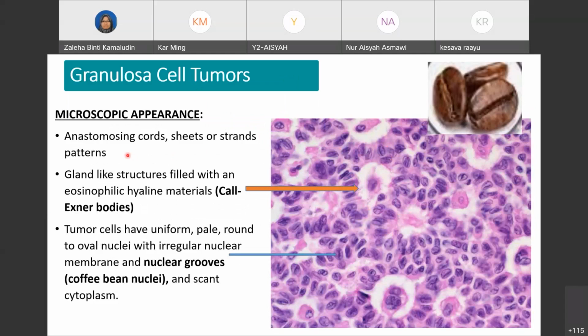This tumor is arranged in anastomosing cords, sheets or strands, and the gland-like structures are filled by eosinophilic hyaline material. This is what we call the Call-Exner body, the characteristic of this tumor. The tumor cells are usually pale, round to oval. This one is more towards oval, and it shows longitudinal nuclear grooving. This is the longitudinal grooving of the cells. So the granulosa cell tumor has quite characteristic features: the coffee bean shape and the Call-Exner body.